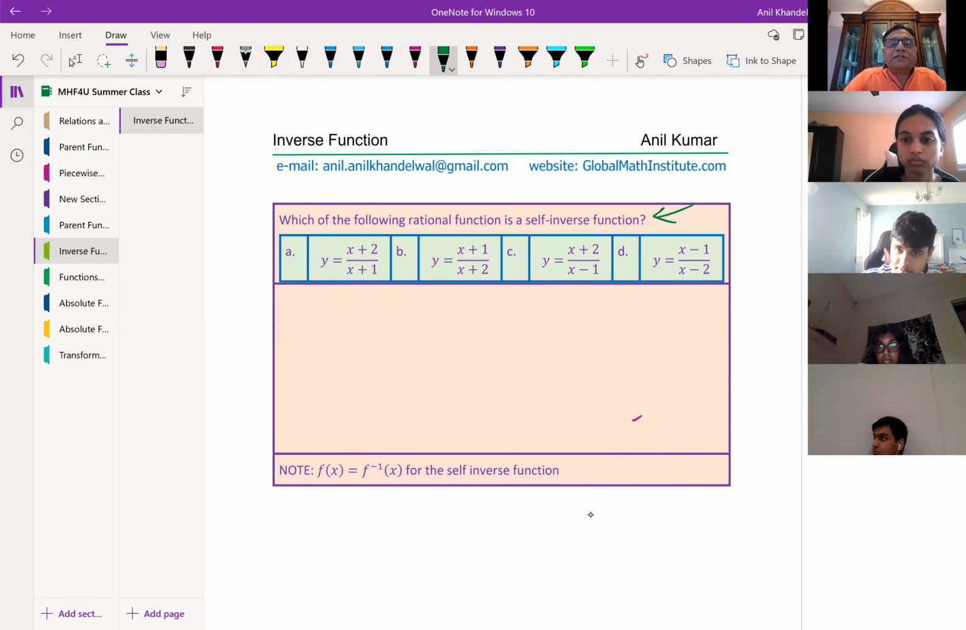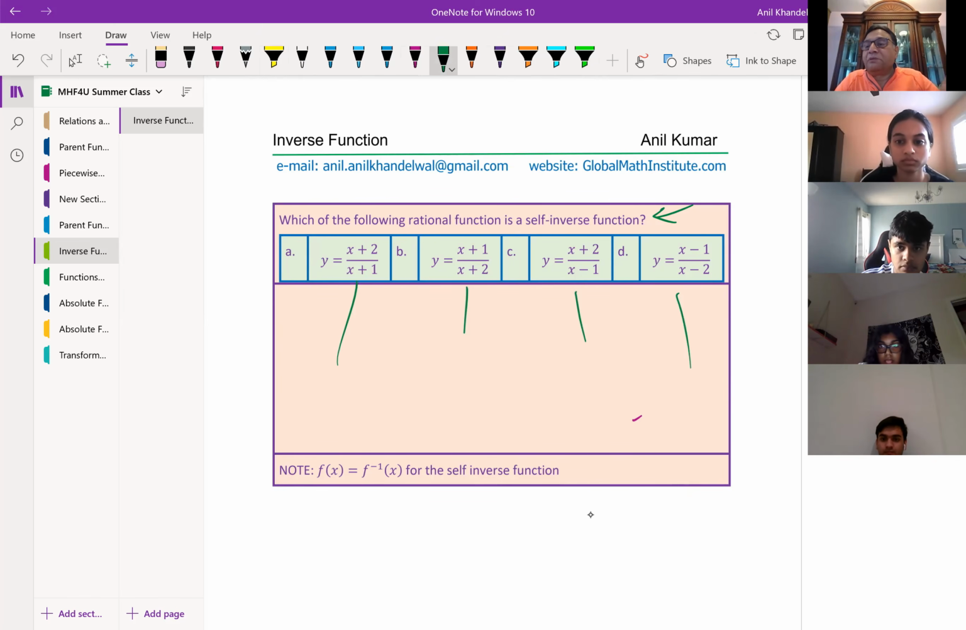You will go through each and every function and find out their inverse and figure it out, right? That is one way of doing it, correct? And you know how much time it takes. Yeah, that's going to take a long time. I'm thinking of a shorter way, but I can't think of anything.